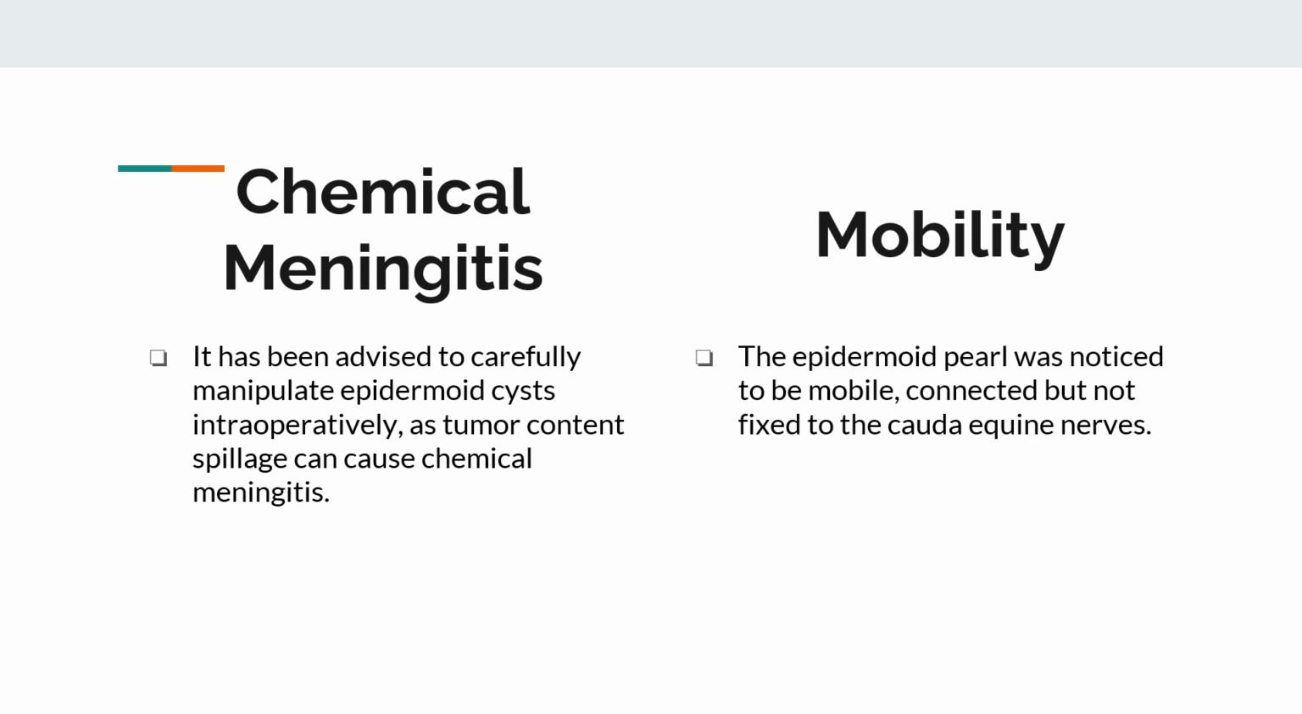Moreover, intraoperatively, the epidermoid pearl was noticed to be mobile, connected but not fixed to the cauda equina nerves. The tumor's vertical motion might have triggered a pendulum effect that put tension on the nerves and instigated acute radicular pain on presentation.